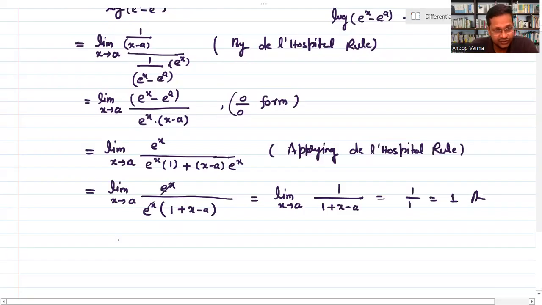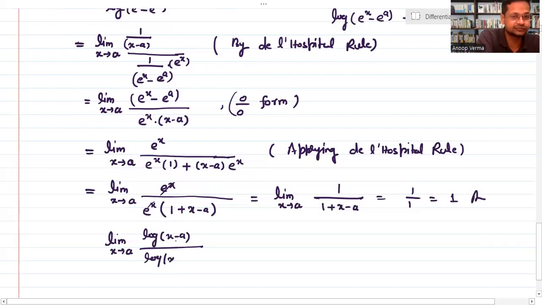function, it means limit of x tending to a, and this is log of x minus a divided by log of e to power x minus e to power a, is just equal to 1. This is your answer. Okay.